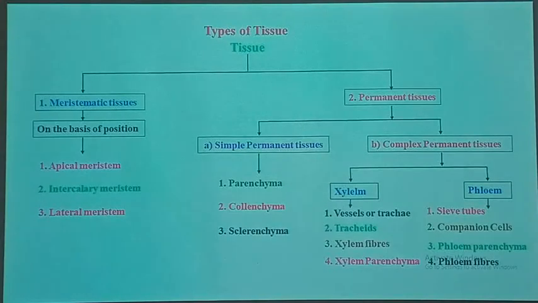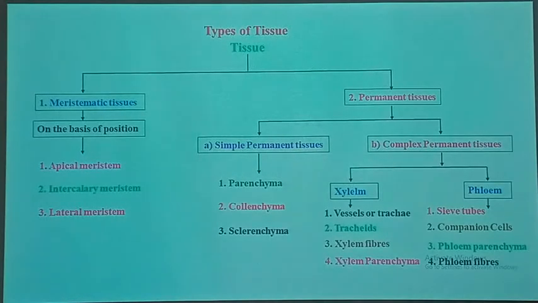Xylem conducts water, and it consists of four different elements, that is vessels or tracheids, xylem fibers and xylem parenchyma. And the phloem tissue conducts the prepared organic food material, and it consists of four different elements, that is sieve tubes, companion cells, phloem parenchyma and phloem fibers.